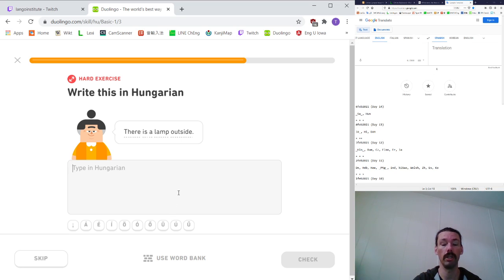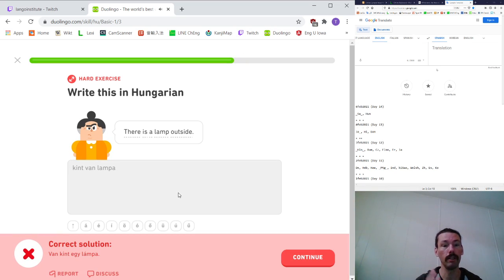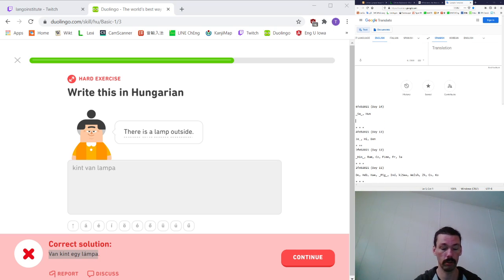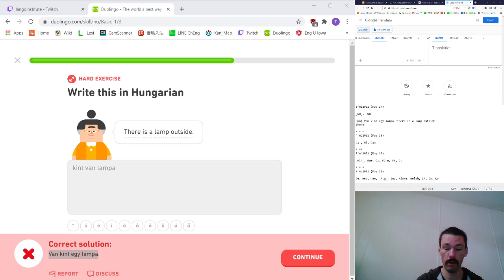Lámpa. Maybe we could start with kint and lámpa. Van, there is, outside, one, lamp is the word. Van kint egy lámpa. I'm going to copy this for my notes. There is a lamp outside. Let me just recap word order. So there is a single word, van, outside a lamp. Lamp, same thing. Would not have stumbled across that too easily.